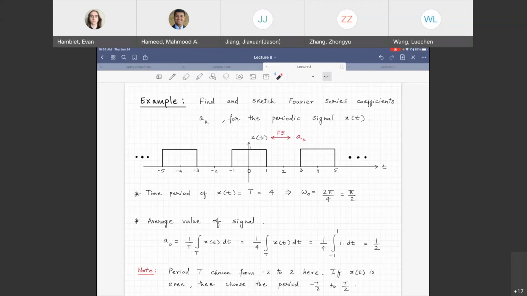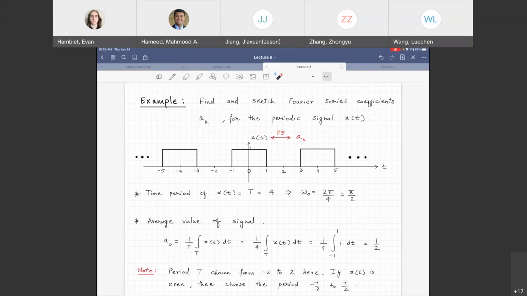So in order to derive one of the standard results, the first standard result that we are going to need is what? Square wave. Square wave whose average is non-zero right now. So find and sketch the Fourier series coefficients of a sub k for this particular periodic signal.